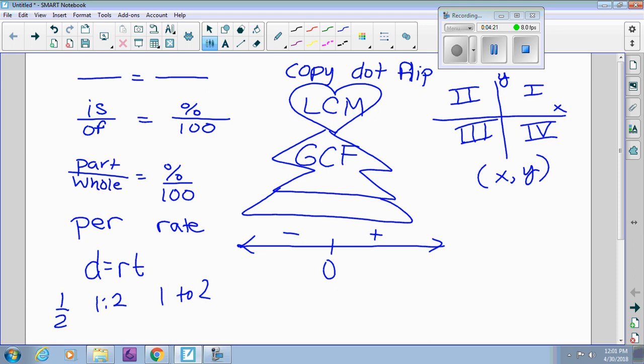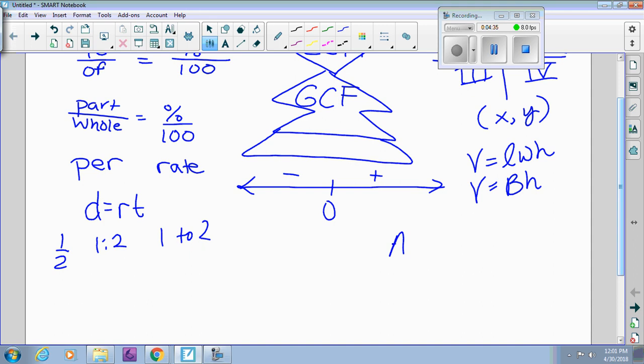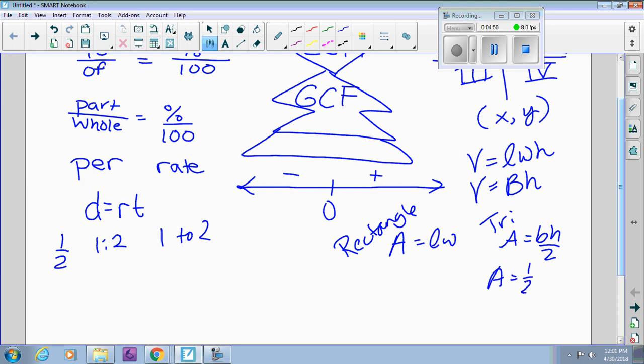And then when you're looking at Module 5, you're going to be looking for things like the volume formula, length times width times height. You sometimes see that as base times height. You're finding the area of something. If it's a rectangle, it's length times width. If it's a triangle, it's base times height divided by 2, or area equals 1/2 base times height.